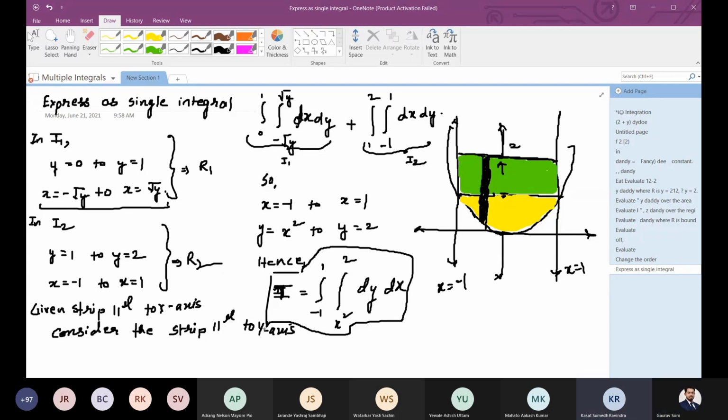Sir, can you explain that graph part again? I didn't understand about this parabola. Parabola, you can combine these two equations, na? x equal to root minus root y and x equal to root y. Okay, yes, sir. Got it. Thank you.